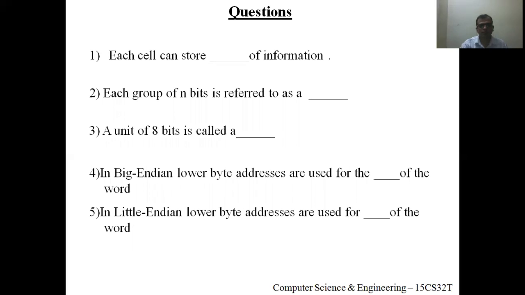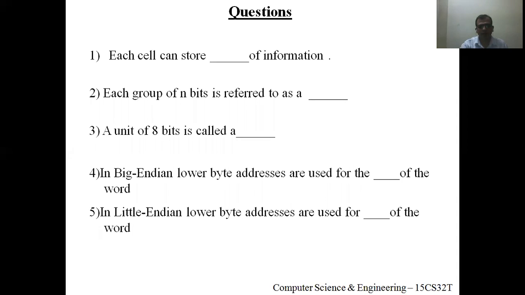So these are the MCQ questions. Each cell can store dash amount of information. So obviously, what is the answer? Each cell can store one bit of information, either 0 or 1. Next, each group of n bits is referred to as a word. Okay. Next, a unit of 8 bits is called a dash. So byte. So 8 bits is referred to as 1 byte.